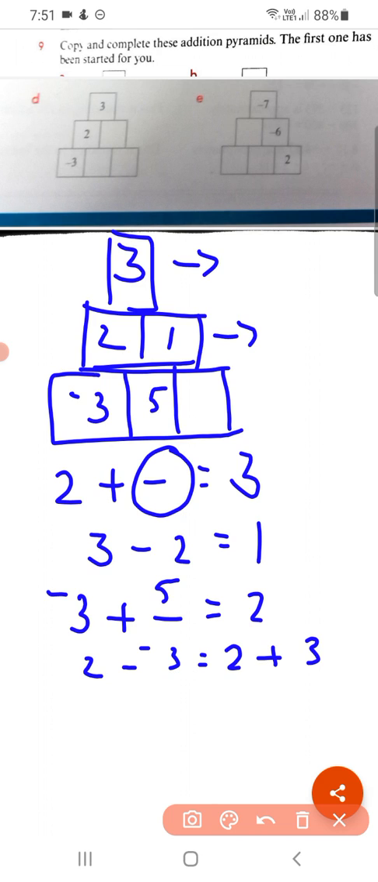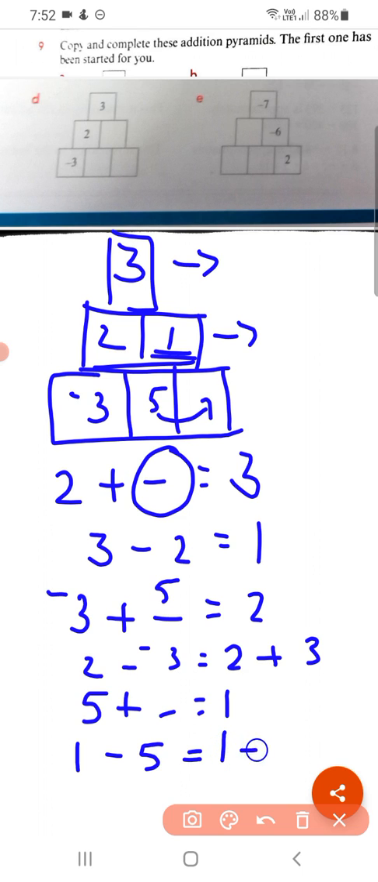Now children, 5 plus a number is equal to 1. 1 is the sum of those numbers. So find the unknown number. We have to subtract 5 from 1. 1 minus 5. Follow the rules, children, which becomes 1 plus negative 5, which is equal to negative 4. So here in the last row, the third number is negative 4.